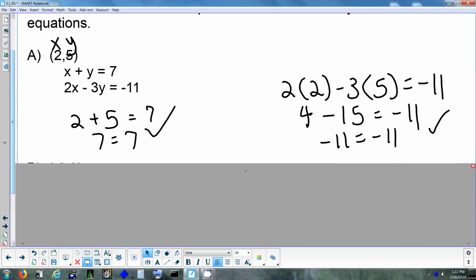Yes. So for this one, guys, 2 comma 5 works. Okay, I kind of like this. On a test or something, you'd have to do the work, but it might be multiple choice. A might be yes, B might be no. Circle the one that's correct.